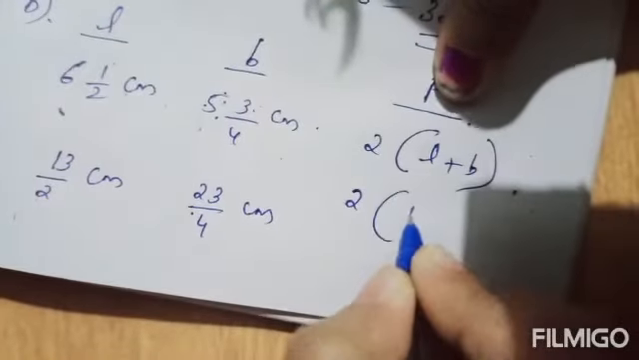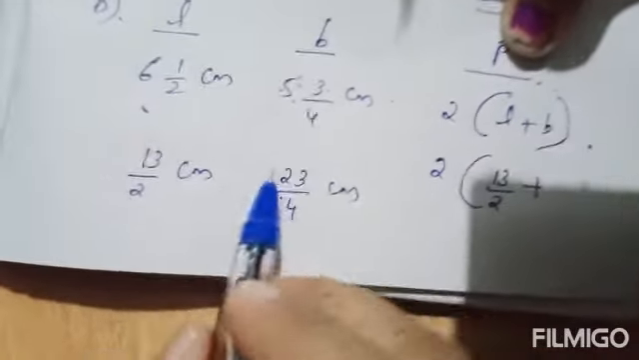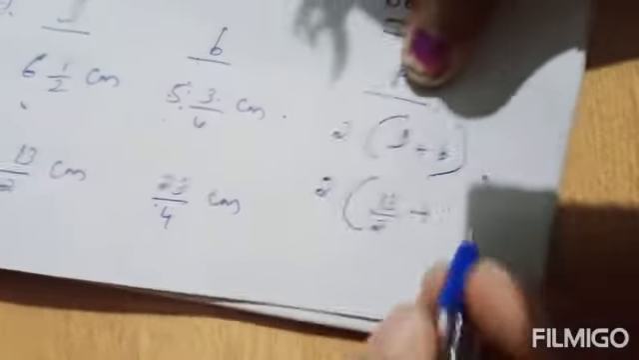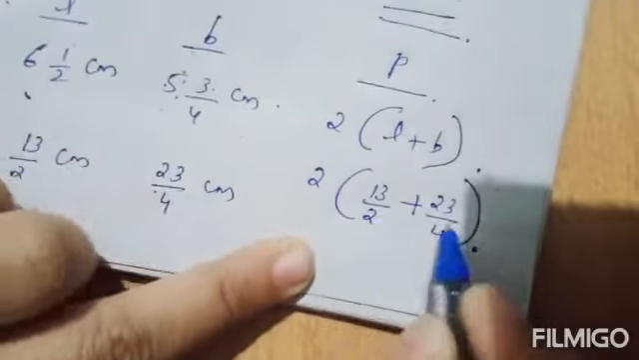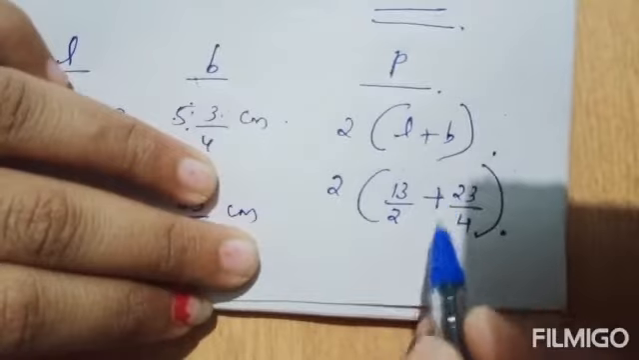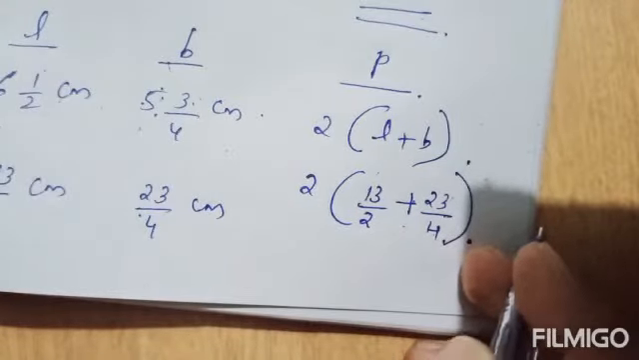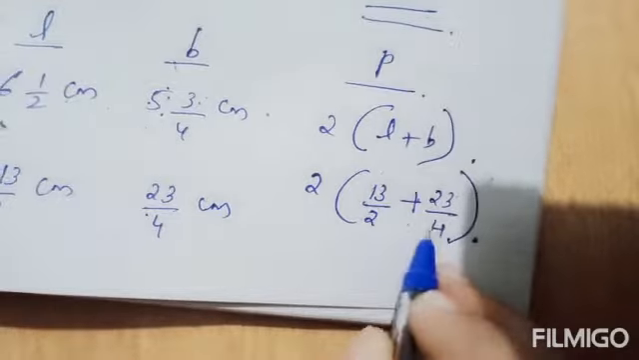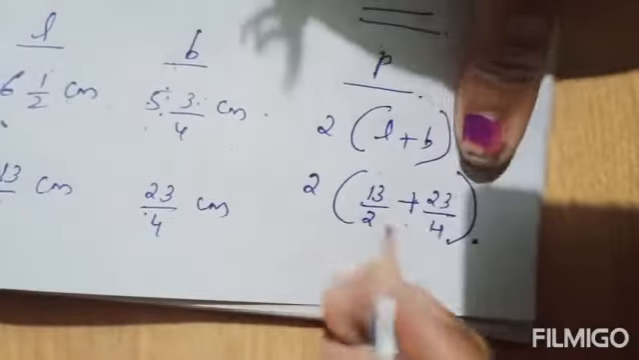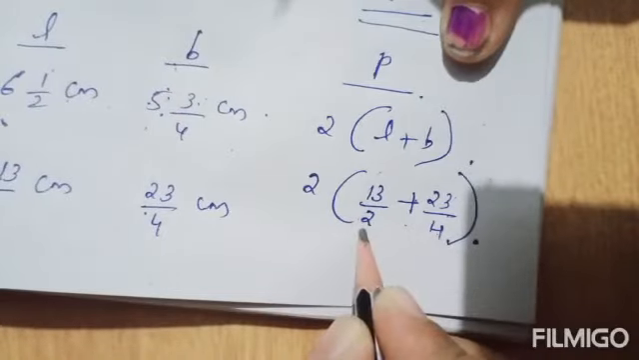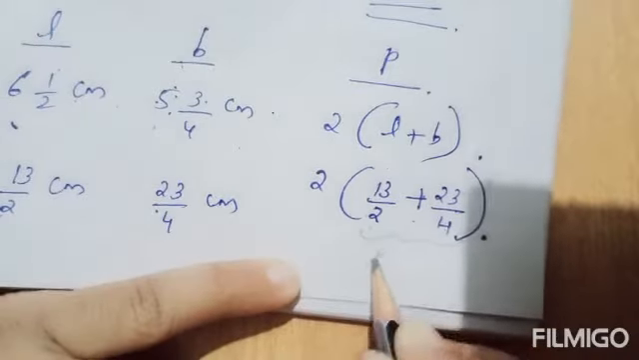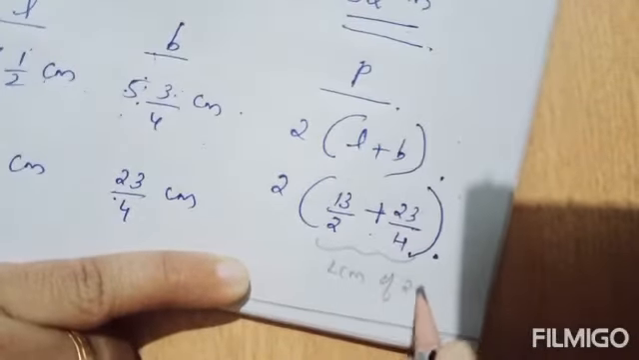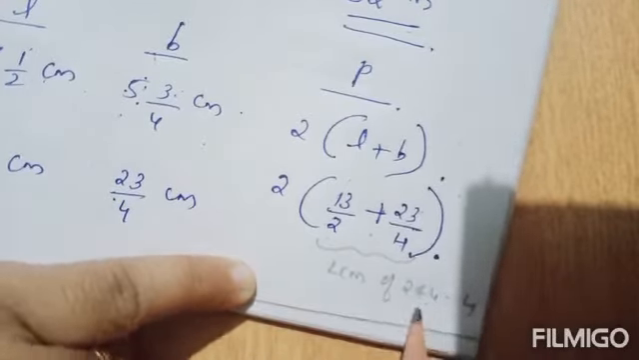Now in place of L we can give 13/2, plus in place of B we can give 23/4. First we have to do the inside bracket: 13/2 plus 23/4. We know how to add two fractions. If the denominators are different, you have to take the LCM of the denominators and make the denominators equal to that LCM. So what is the LCM of the denominators 2 and 4? It is 4.